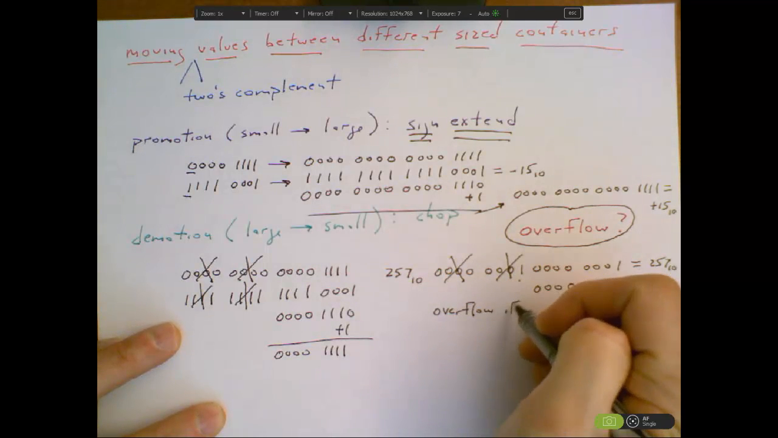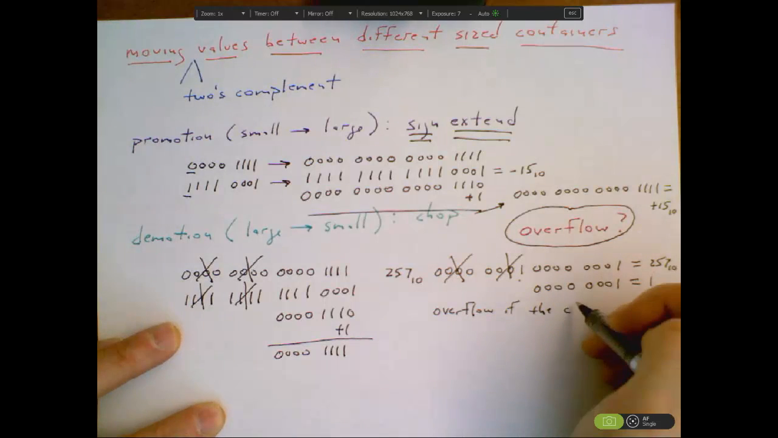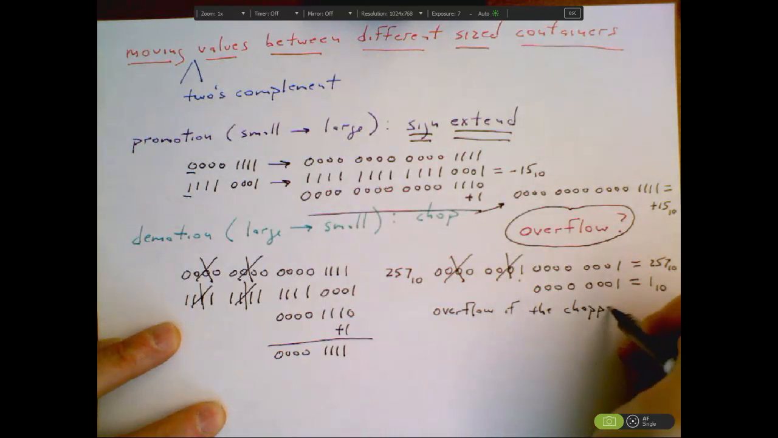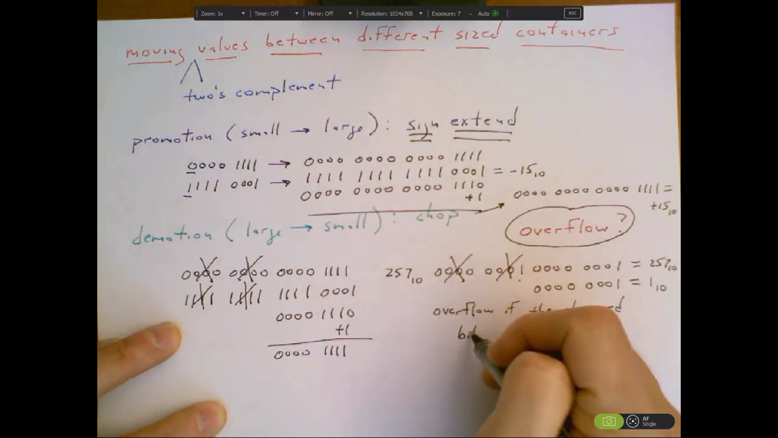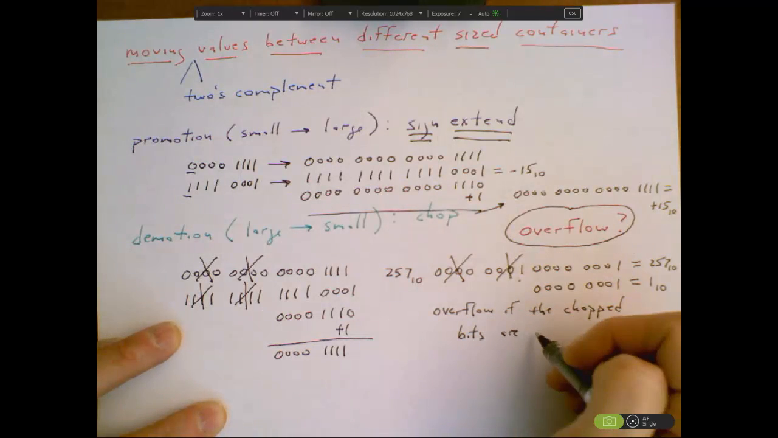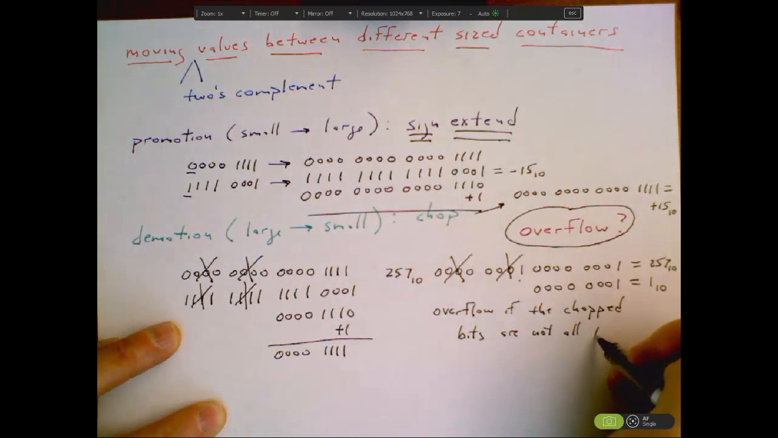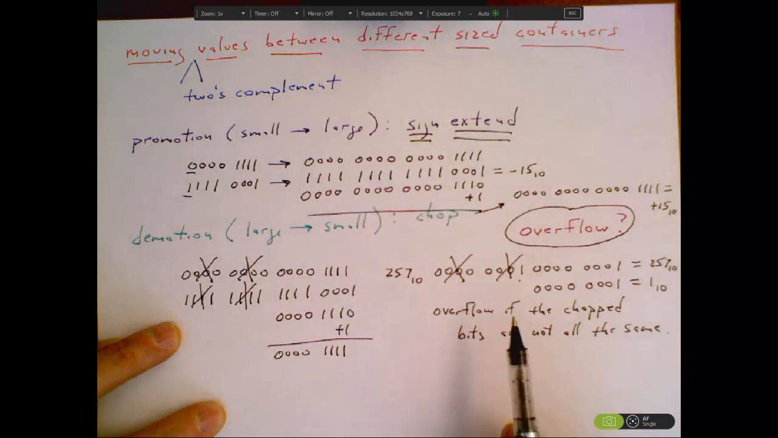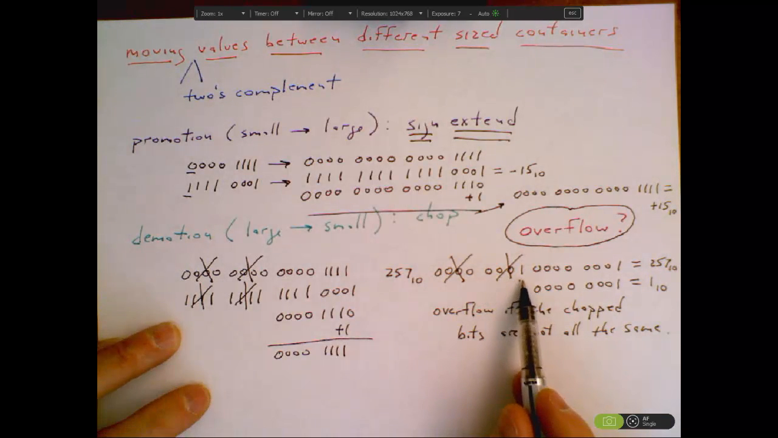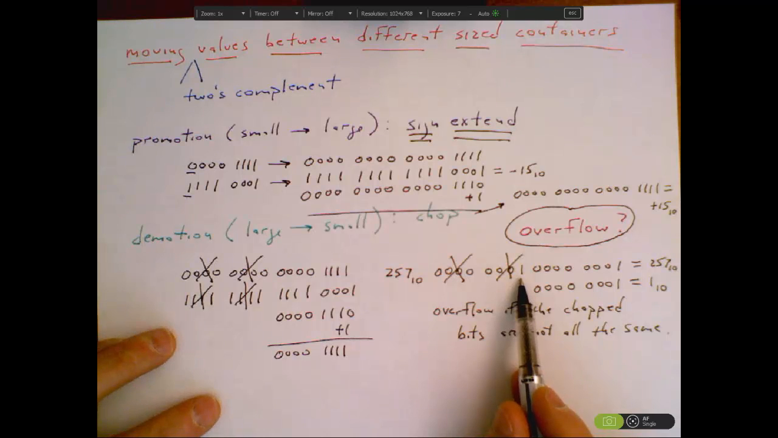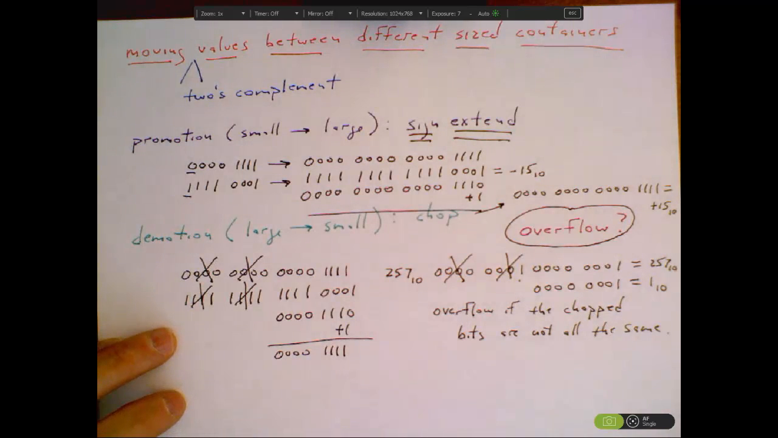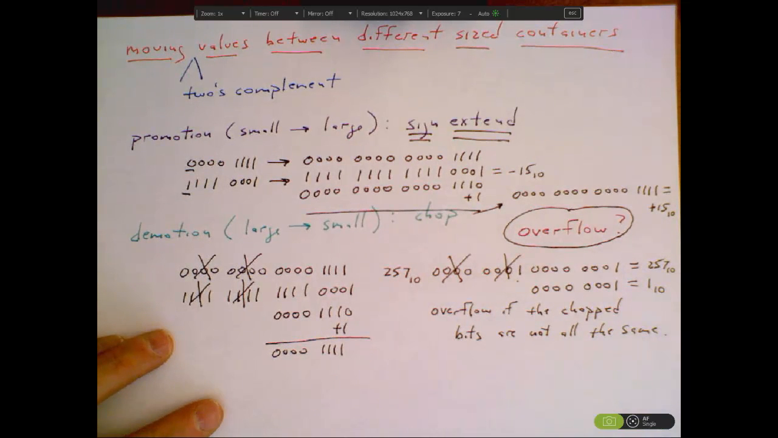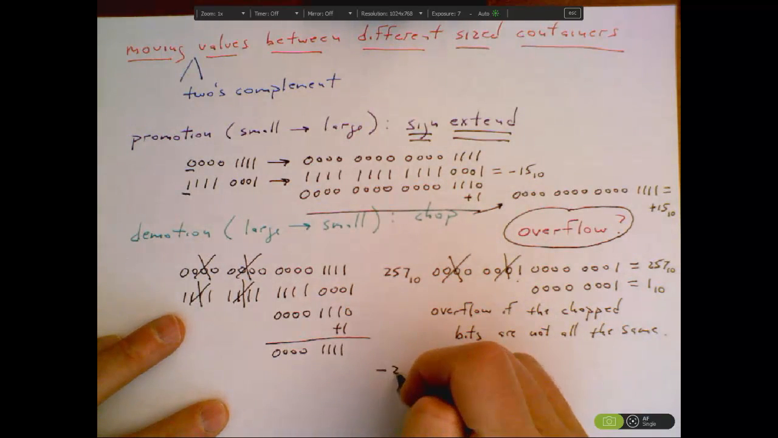Overflow if the chopped bits are not all the same. In this case, I was throwing away zeros, but there was a 1 lurking right there. When I threw that 1 away with the zeros, then I know there's trouble. The result is not going to fit in the smaller container. And this is true of negative numbers too, of course. Let's do minus 257.